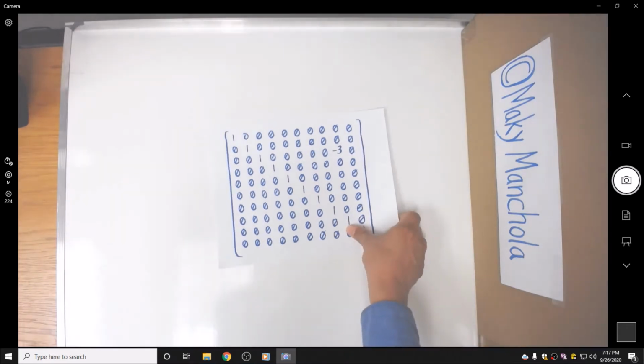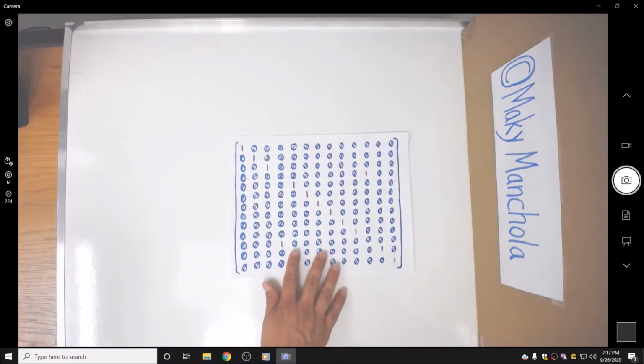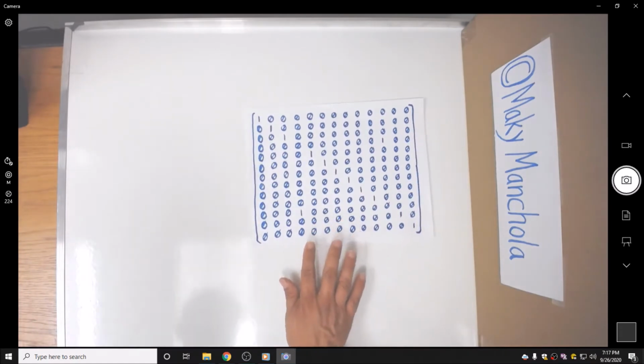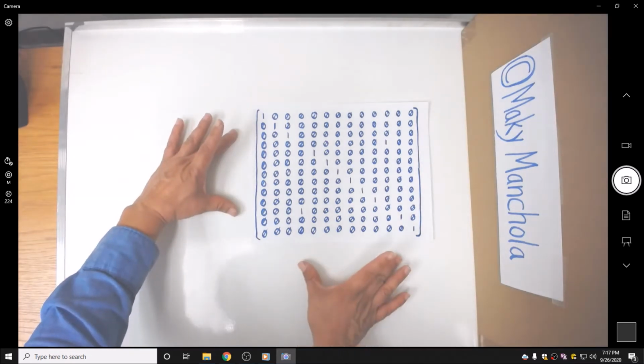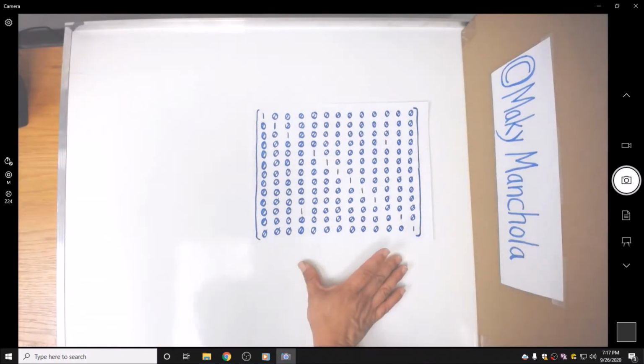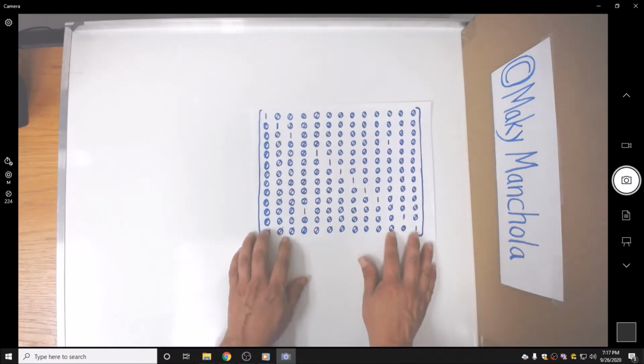Now, if we were asked to describe our first elementary matrix, if we were to write it down, it would take some time to do so because this is a 13 by 13 matrix. So we would need to write 169 entries to describe it explicitly. Or we could do it in a simpler manner.